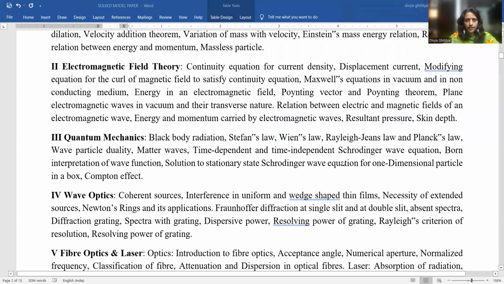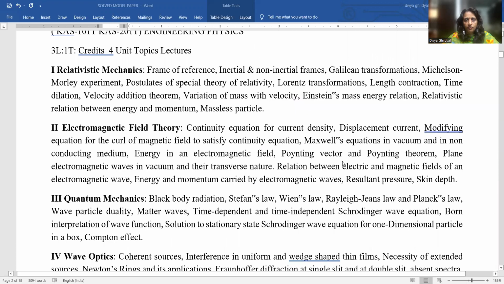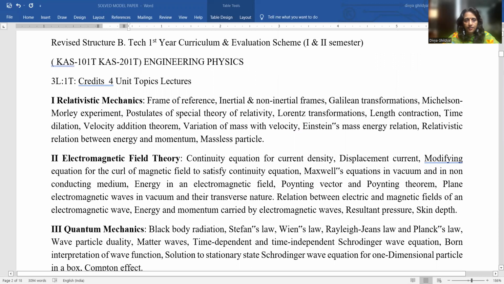Hello students, let us quickly revise our engineering physics syllabus in one short span of time and solve our model paper. Okay, now my engineering physics syllabus, relativistic mechanics, unit 1.